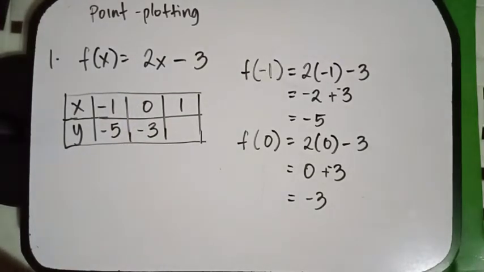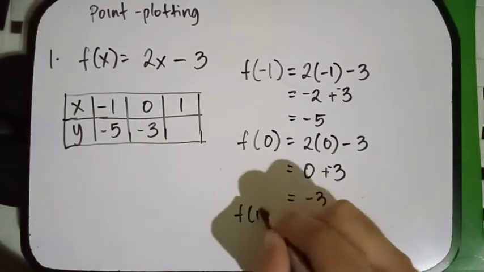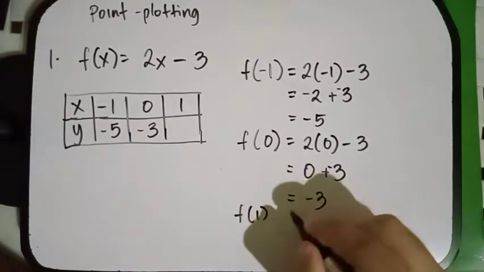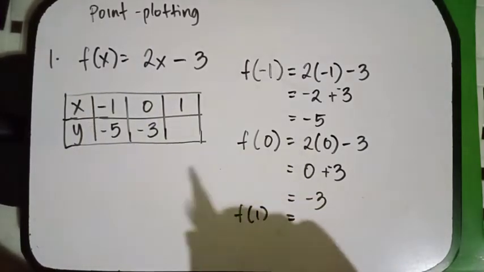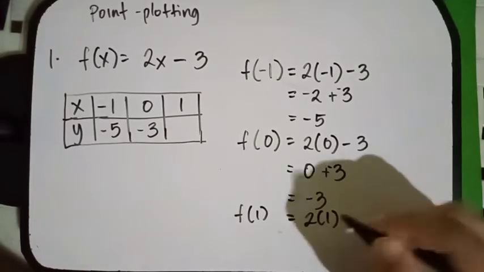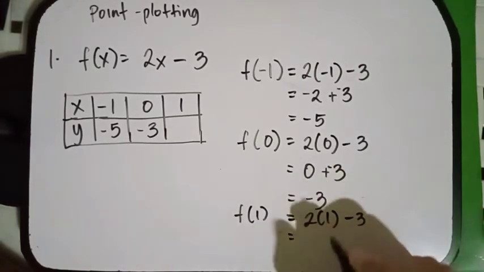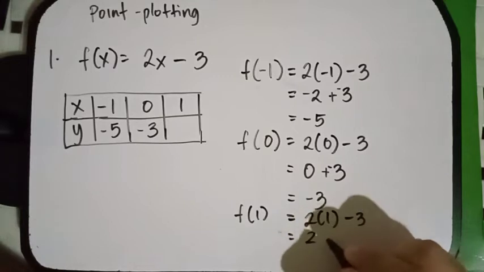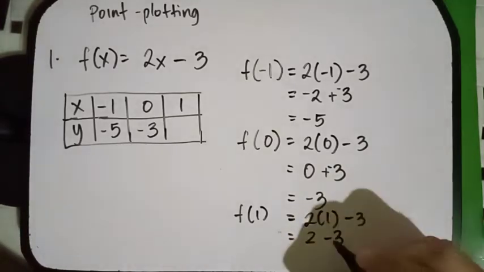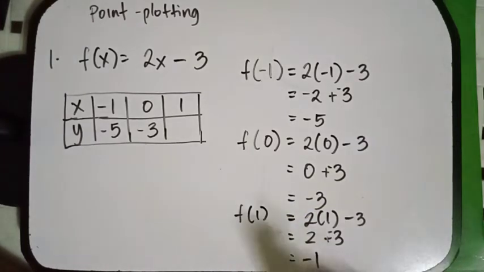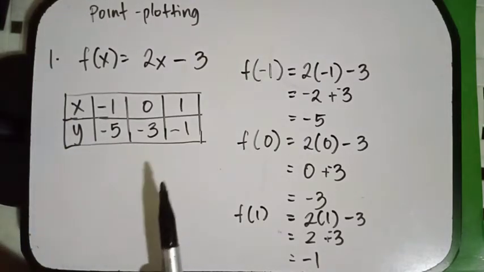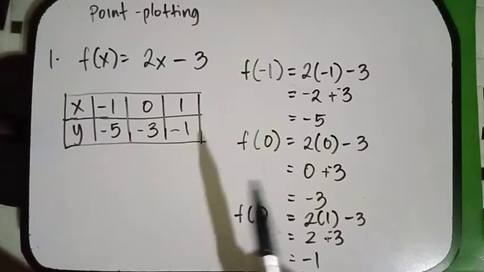And then lastly, sa f of 1, no, x is equal to 1, so kaya naging f of 1. F of 1 equals 2 times 1 minus 3. Tapos 2 times 1 is 2 minus 3. So magiging 2 plus negative 3, that is negative 1. Okay, so nakumpleto na natin yung table of values, and ready na i-graph yung points sa Cartesian plane.